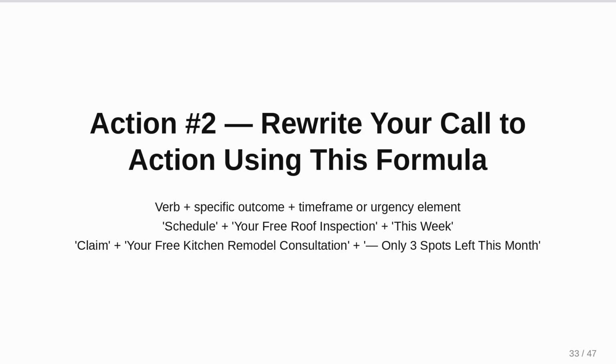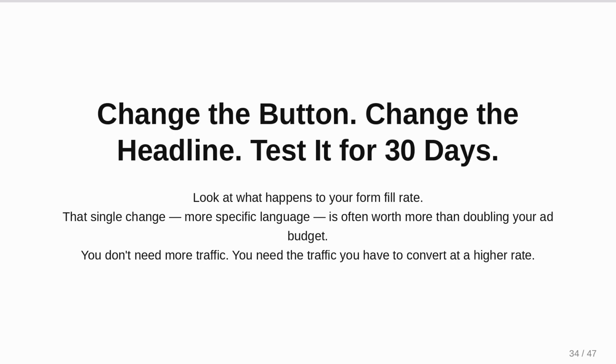It does not have to be complicated. It has to be specific. It has to describe what the homeowner gets, and it has to give them a reason to do it now rather than later. Change the button, change the headline, test it for 30 days, and look at what happens to your form fill rate. That single change, more specific language throughout the page, is often worth more than doubling your ad budget.